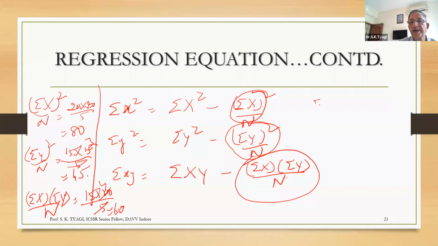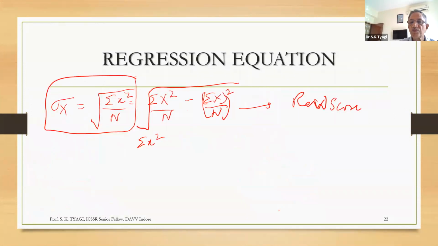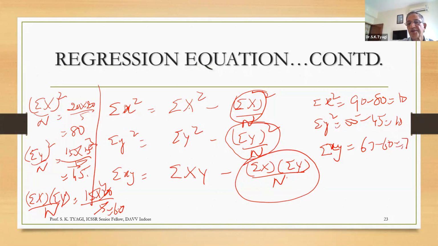Now calculate these. Sigma x square is 90. 90 minus 80 is equal to 10. Sigma y square 55 minus 45 is equal to 10. And sigma xy, yes, sigma xy is 67 minus 60 is equal to 7. Okay.